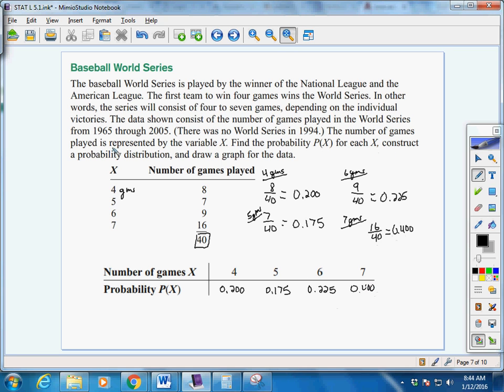It says construct a probability distribution and draw a graph. Well, this is our probability distribution. The probability of playing 4 games is about 0.2. Probability of playing 5 games, well, we say 17.5%. Probability of playing 6 games, about 22.5%. And the probability of playing 7 games is about 40%.